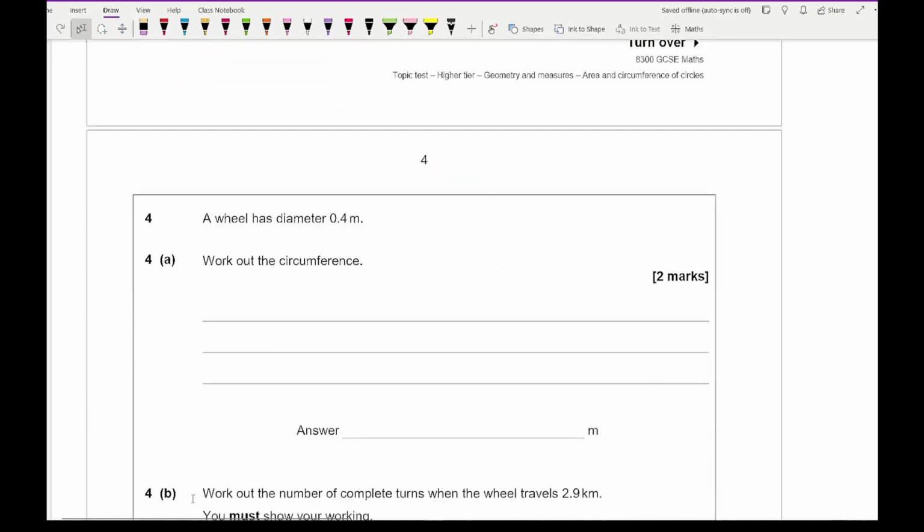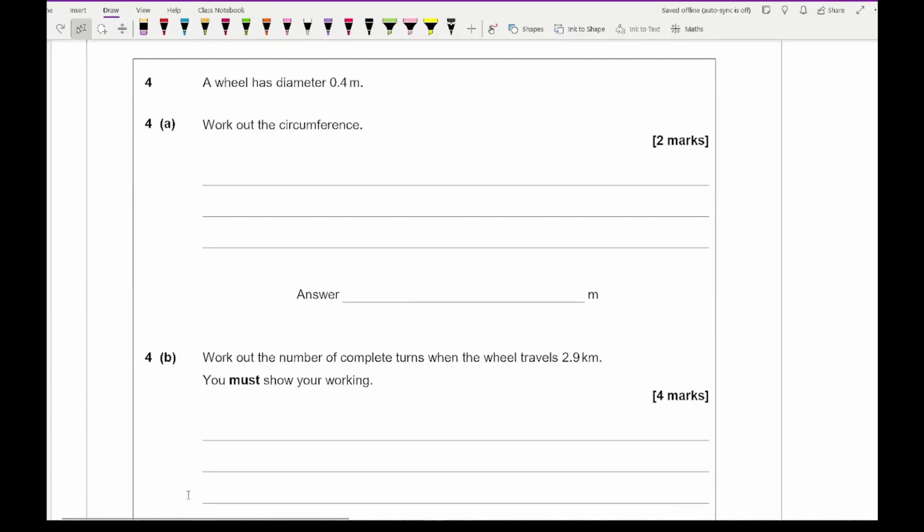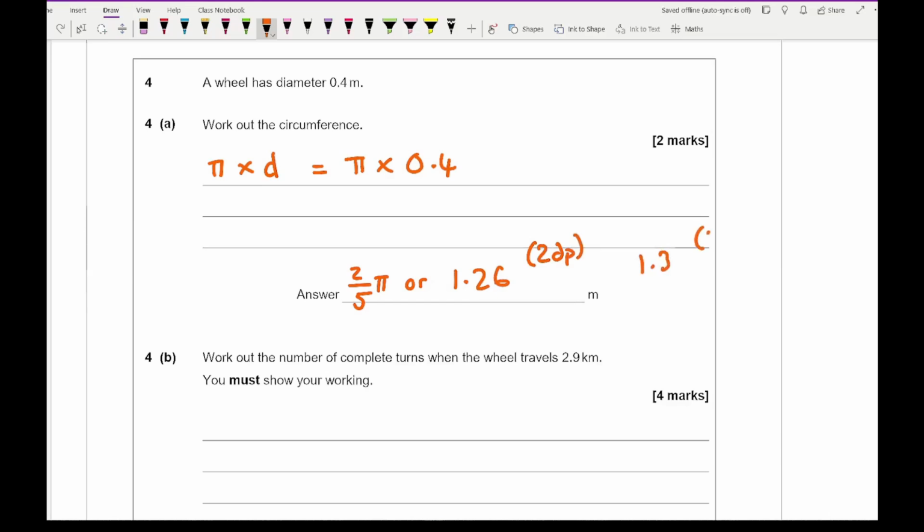Moving on to question 4, it says the wheel has a diameter of 0.4 meters. Work out the circumference. So again, it's going to be pi times the diameter, so pi multiplied by 0.4. Putting that straight into my calculator, I get an answer of 2/5 pi, or working it out as a decimal, 1.26, and that's to 2 decimal places. Again, you could write 1.3, to make sure that you're writing to 1 decimal place.